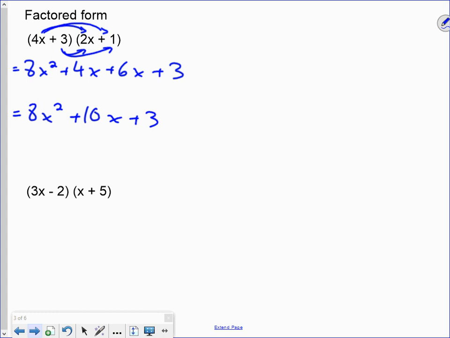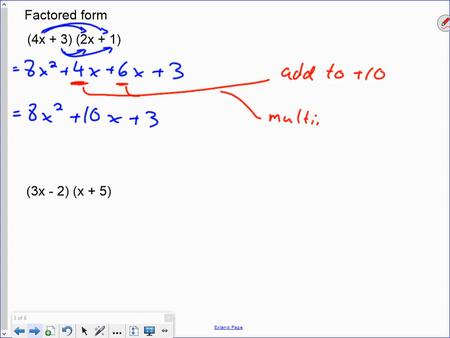All right, so what patterns can we see in this? Well, I want to focus in on these two middle numbers right here, this 4 and this 6 that we've ended up with after doing our expansion. Right? These two numbers add to positive 10. And they multiply to, let's see, 4 times 6, positive 24.